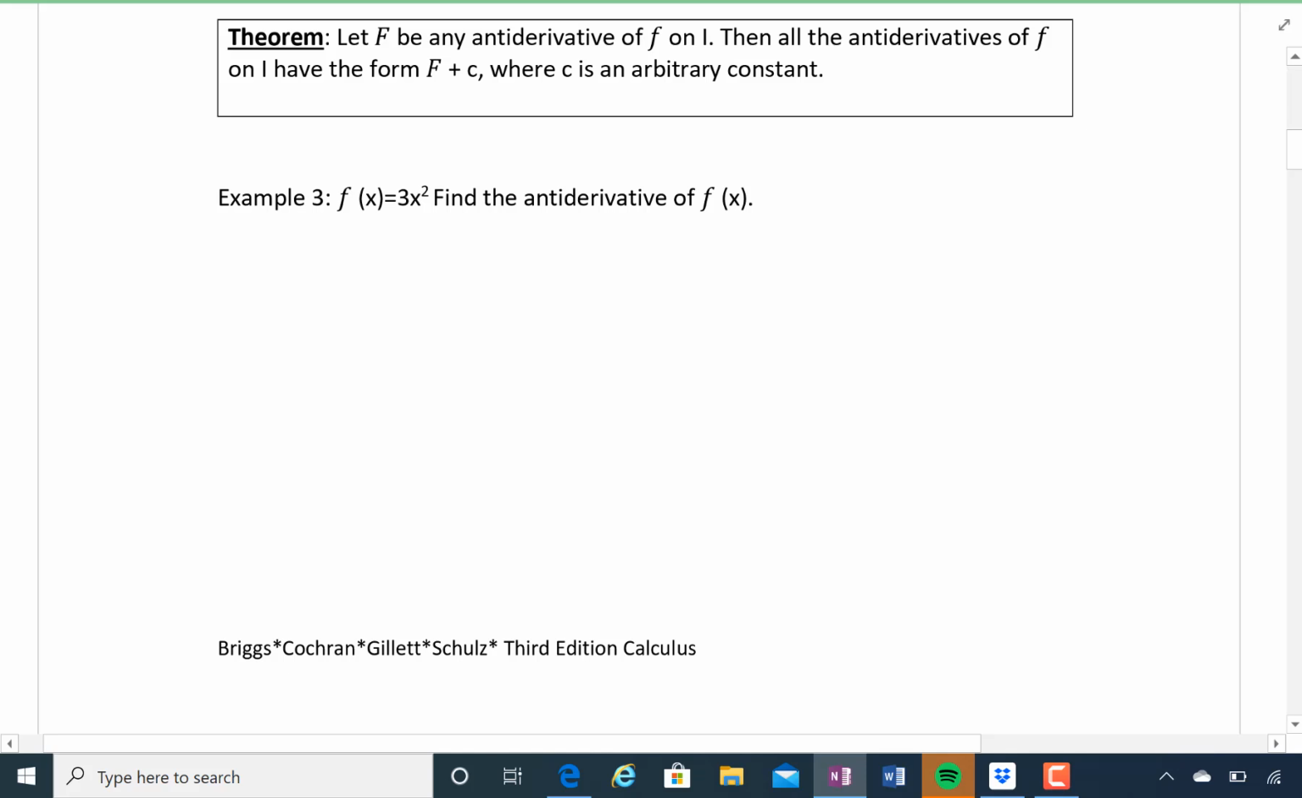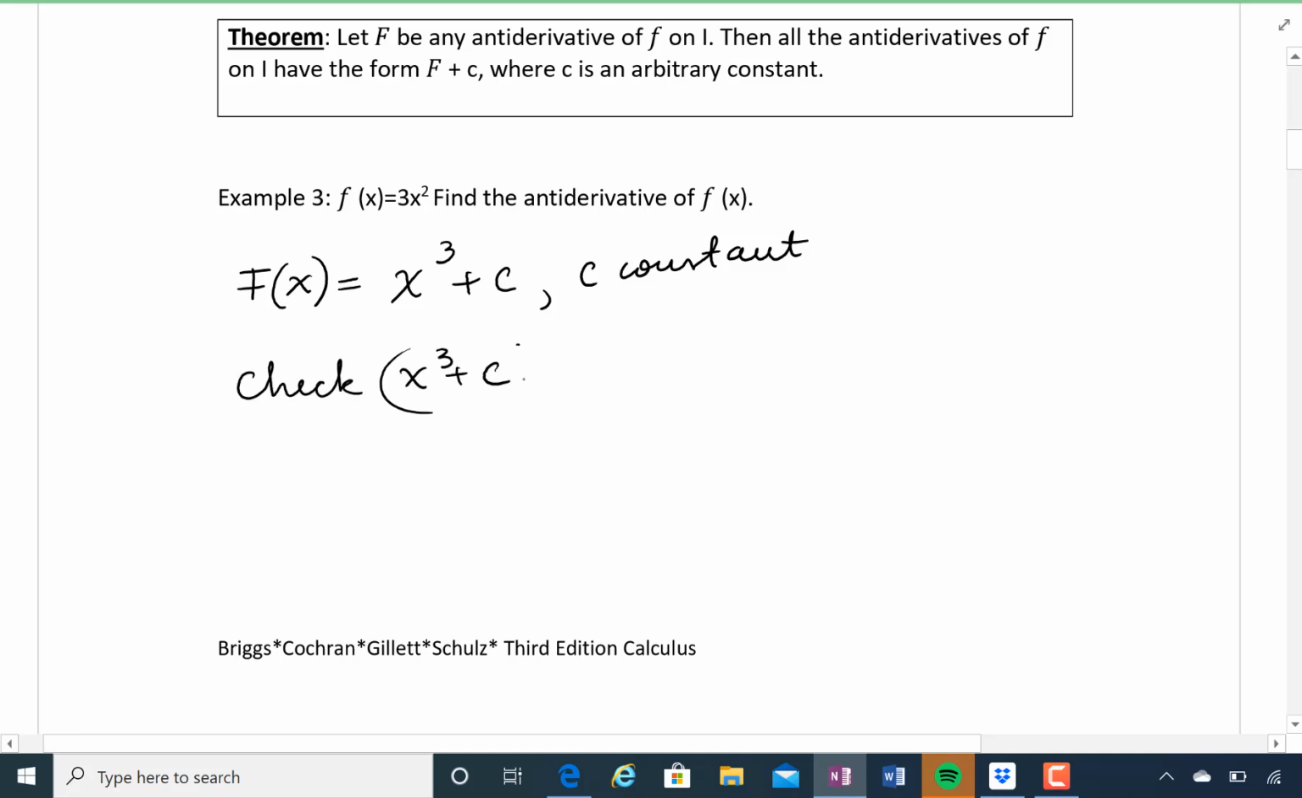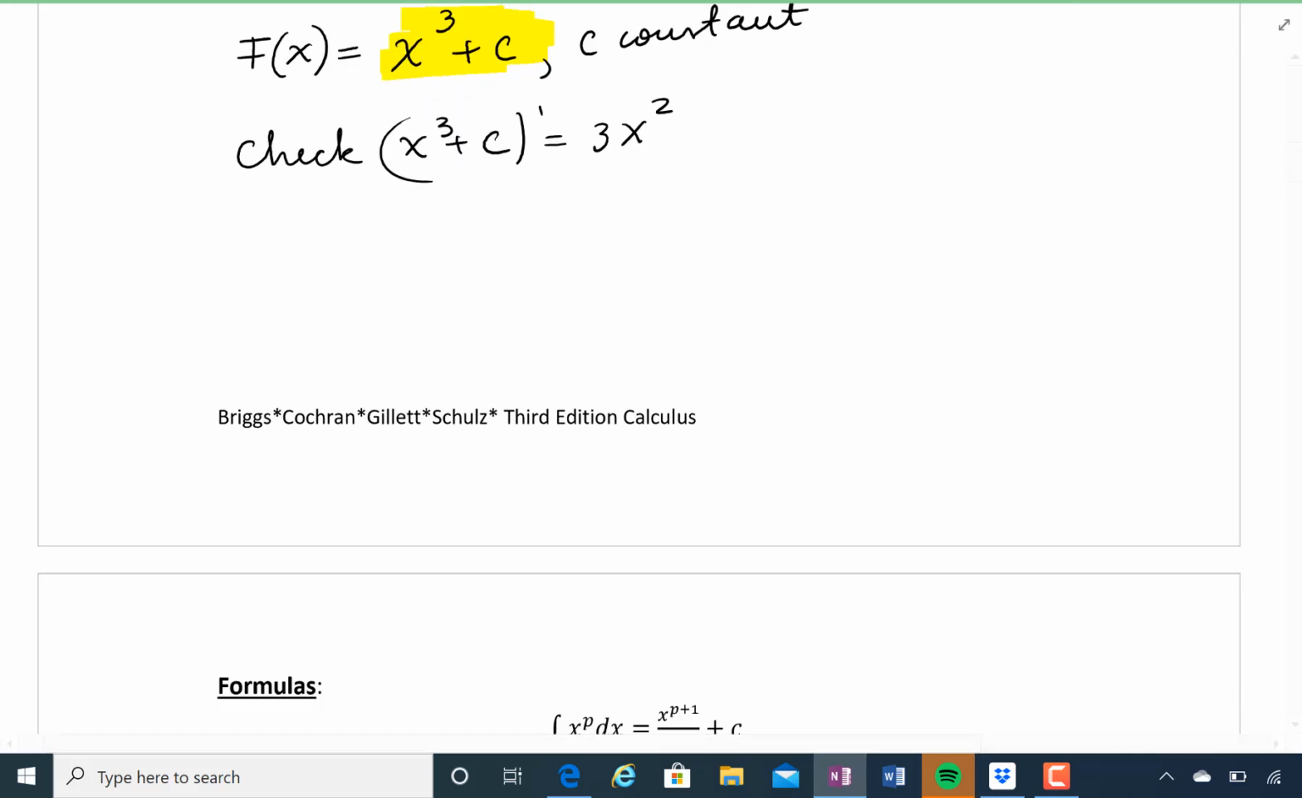Okay, so let's look at this problem. f of x equals 3x squared. Find the antiderivative. So I want to find F of x so that when you differentiate that, you get 3x squared. Well, think about it. What function prime is 3x squared? That's correct, x to the third. But we have to add the c, it's a constant. So let's check. x to the third plus c prime is 3x squared plus 0, right? So that's it. We found that the antiderivative of f of x is x cubed plus c.